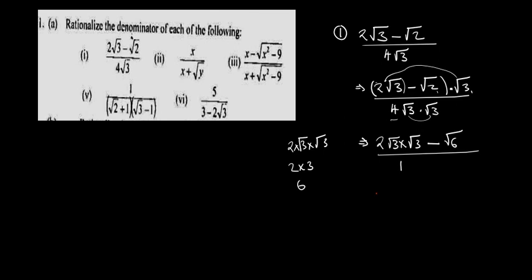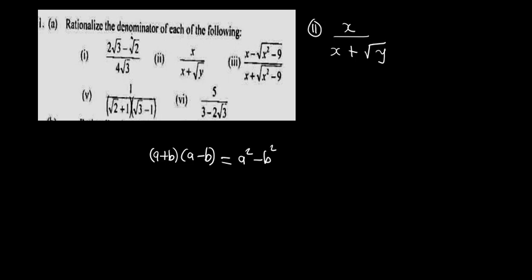So we proceed by saying root 3 times root 3 is 3 again, so that will give us 6 minus root 6 over 12. So this marks the end of this question. That's how you can solve that question. Okay, hope that is clear. So if you can pause the video and try the second one. You can pause if I was very fast on that.